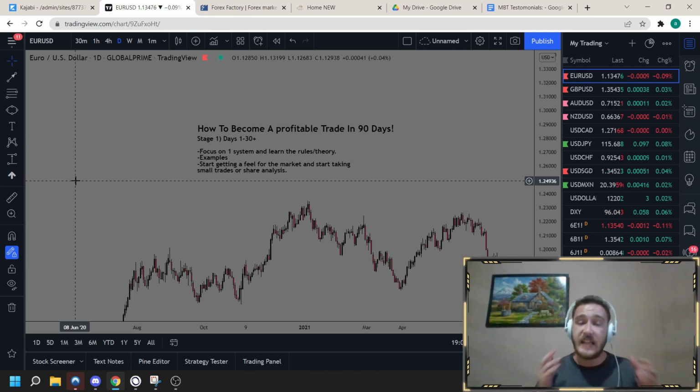Now understand each stage may take a little bit longer depending on somebody's education so far on trading. Okay, if you're brand new into it, well then maybe the first stage will take you 60 days. It could potentially take more. But if you already do have a good knowledge of a theory or a system or just good trading knowledge already, then in my opinion it should take 90 days.